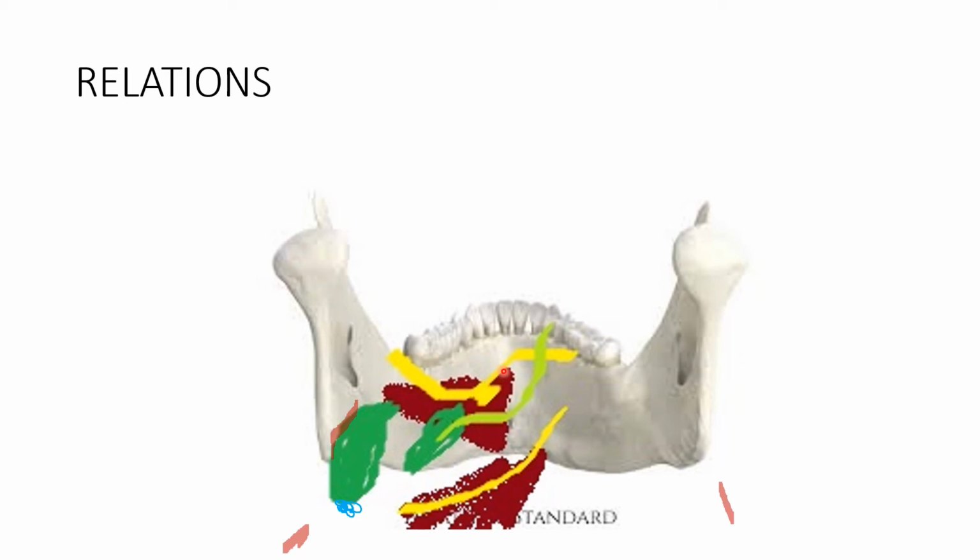So the lingual nerve, can you see this? Along with the submandibular ganglion. And this is a very important thing you should remember on the hyoglossus muscle. What are the structures? Number one is the lingual nerve along with the submandibular ganglion. Number two is the deep part of the gland along with the duct.